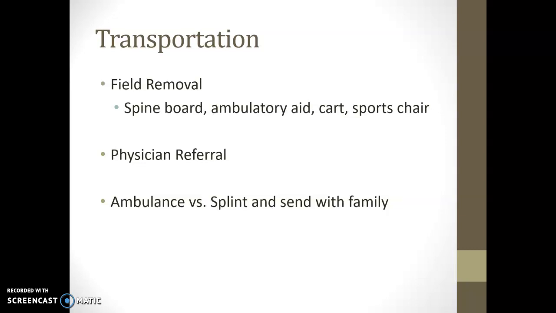If it's just a broken bone, something easy that we can splint, and there's no respiratory or circulation issue with that athlete, all we do is splint the injury, and then we will have someone drive them either to an urgent care or an emergency room, but we won't waste the services of an ambulance if it's not truly a medical emergency.